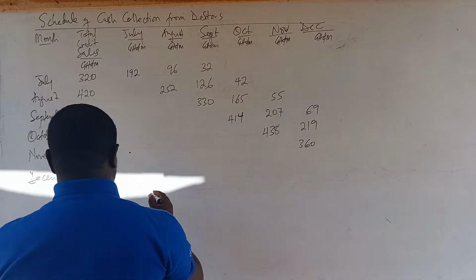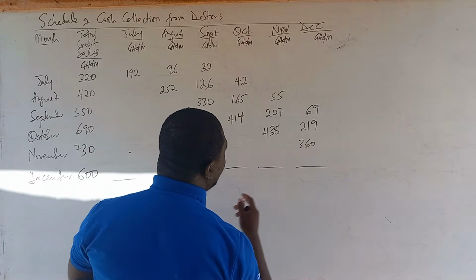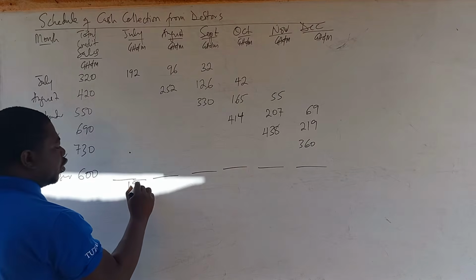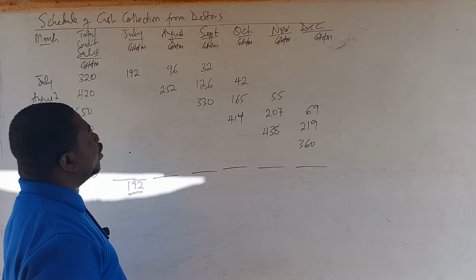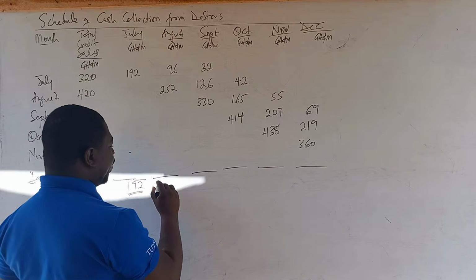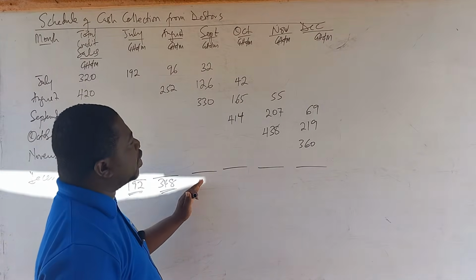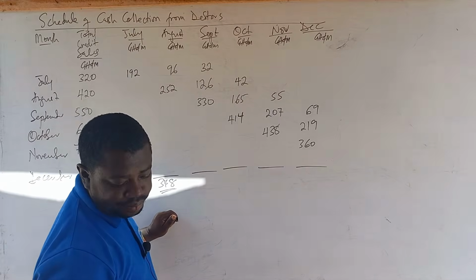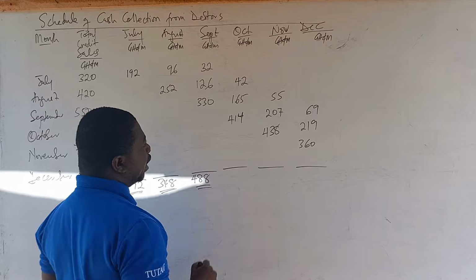So after you've done this, you find the total of each month. Okay, so this is what we do. We are going to find the total. So you see that in the month of July, total will be 192. Then in the month of August, the total cash collection from debtors in August is going to be 348 million Ghana cedis. And then we come to September and then we add up total receipts from debtors in September. That is going to be 488 million Ghana cedis.